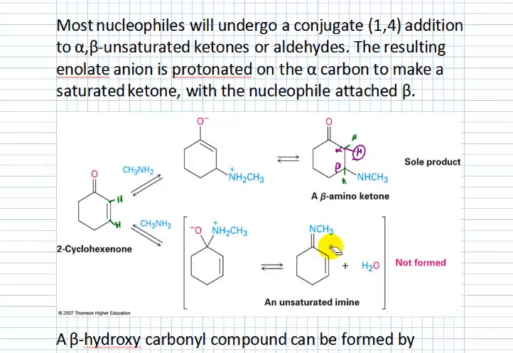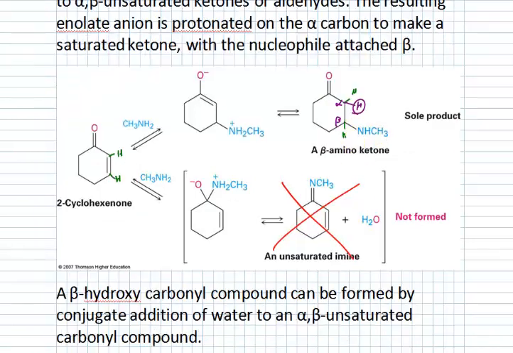The imine, which would have been the product of 1,2 addition, does not form if we have this alpha beta unsaturated compound. It's actually easier for a nucleophile to approach the beta carbon that way. The product ends up being much more stable, because we've gotten rid of a double bond.